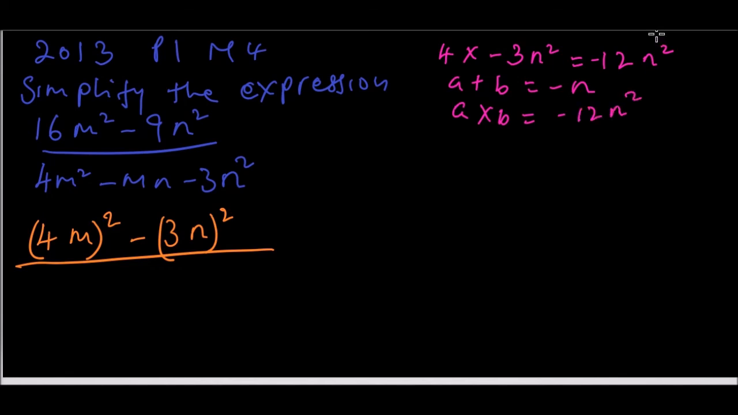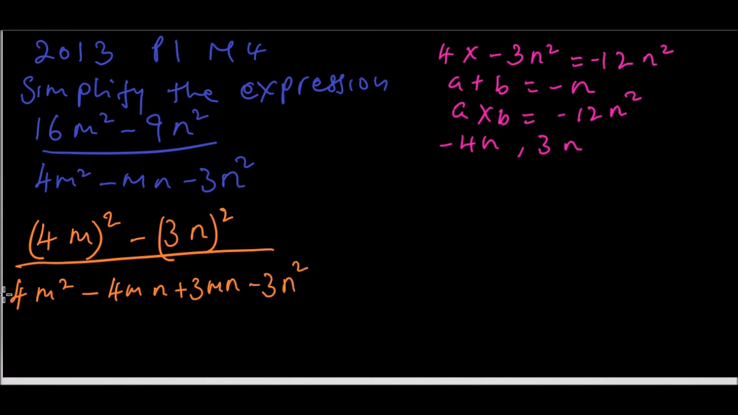So we can try minus 4n and 3n. If you multiply minus 4n times 3n, you get minus 12n squared. If you add minus 4n plus 3n, you get minus n. So that is what we need. So we come here and rewrite our expression and say this is the same as 4m squared, instead of minus mn, we write minus 4mn plus 3mn, that is the same as minus mn, and we minus 3n squared.